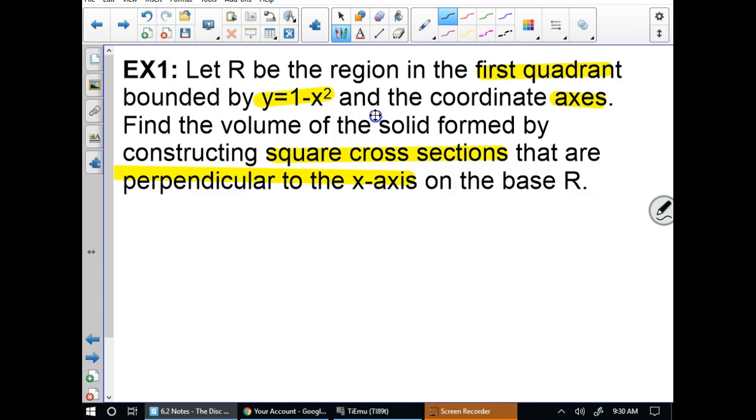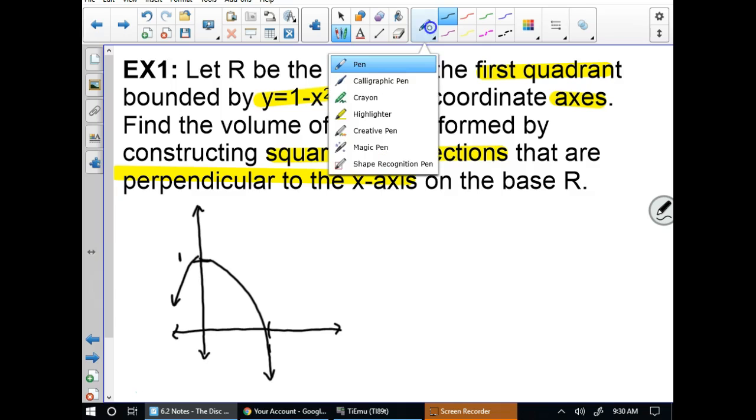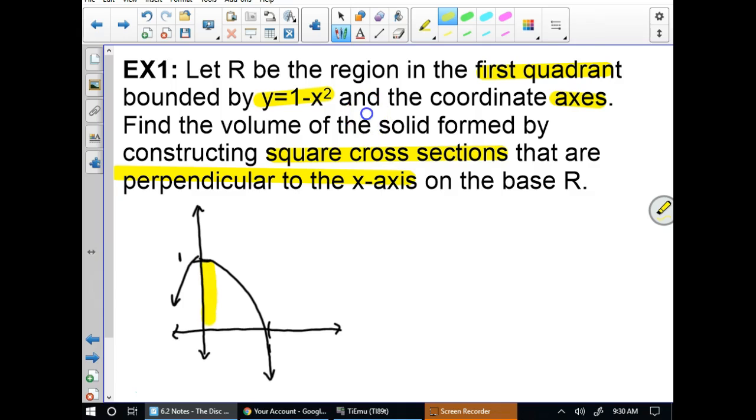Okay, so with all of these, it's a good idea to sort of graph what you're dealing with here. So we only want the first quadrant, and we just need, it's 1 minus x squared, so we're really just going to have this one little piece right here. Here's 1, and it'll look like this. But we only need this part here.